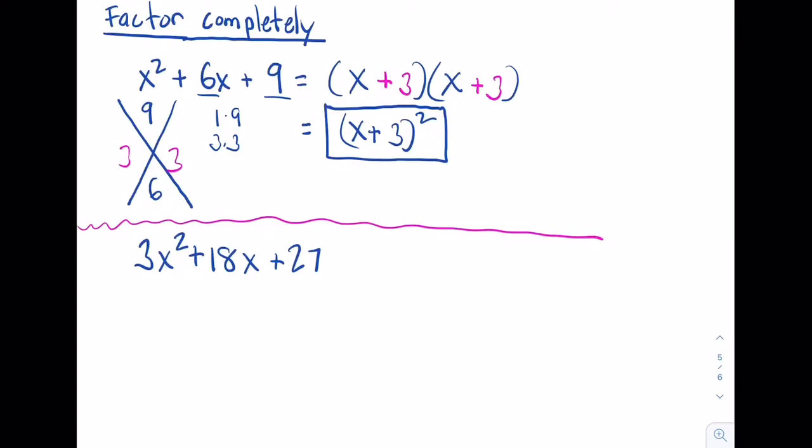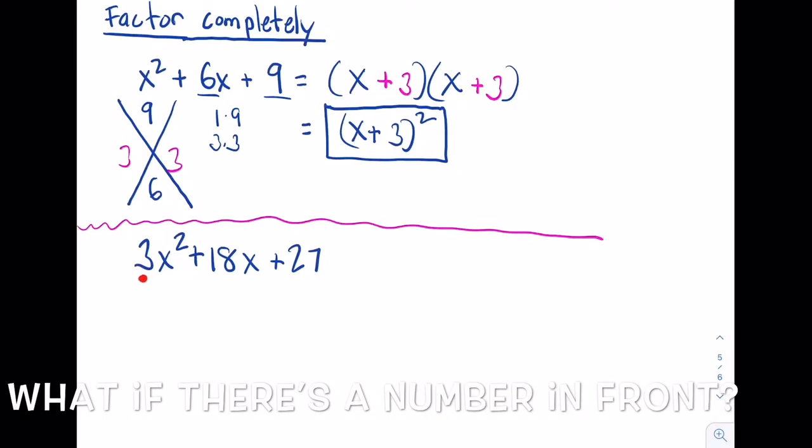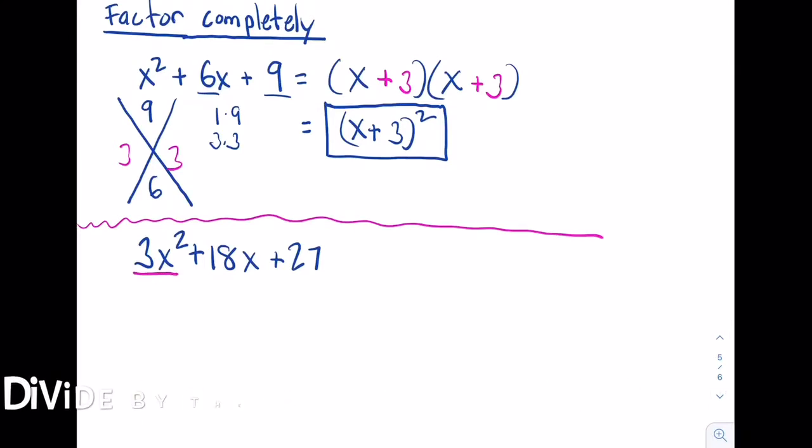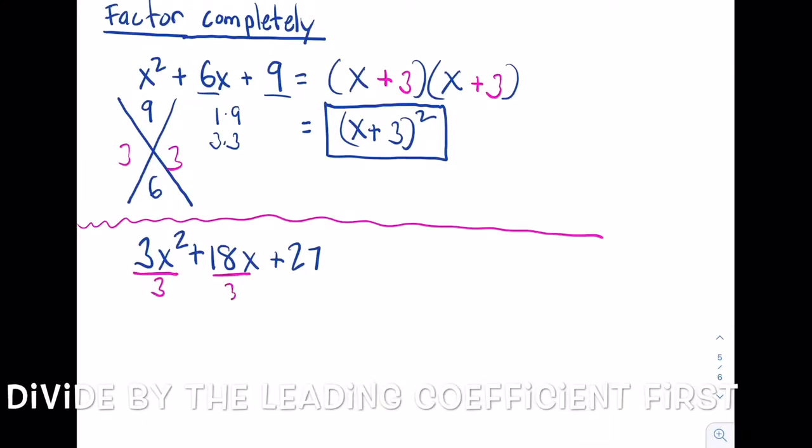So now we can figure out, okay, what if we have a problem like this? So we have a number in the front here, right? A is equal to 3. And you notice in these ones, a is 1, so nothing in the front, so we could do the x factor. But since there's a number in the front, we have to do a slightly modified method. We have to try to get rid of that 3 first. So divide everything by 3 first.